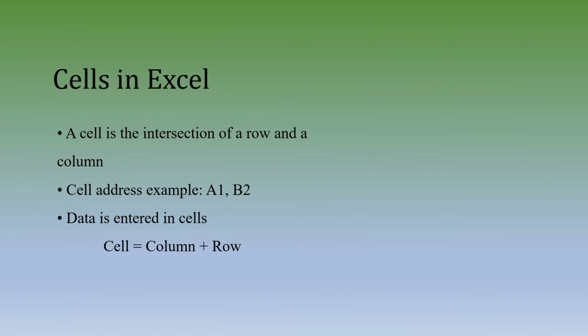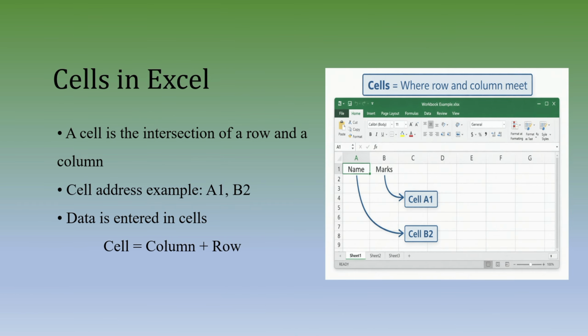A cell is the place where a row and a column meet. For example, when column A and row 1 meet, the cell name is A1. All data in Excel is entered into cells. Every cell has a unique address.